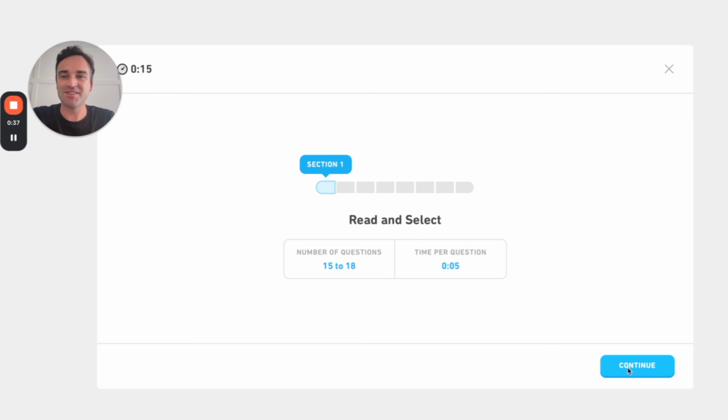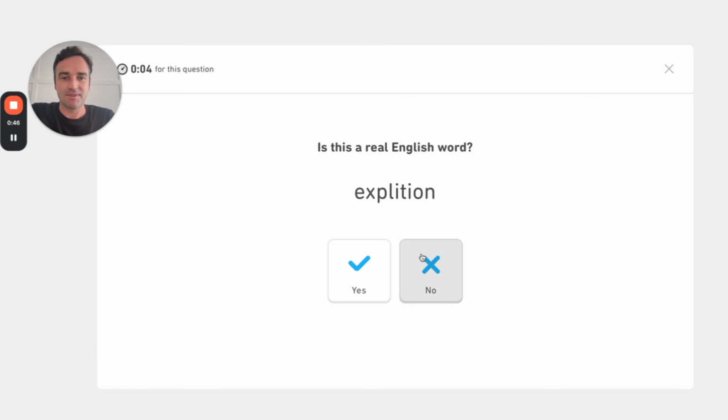So the first question type you'll see is called read and select. It's the one where you have to choose if a word is a real English word or not. Just like this. If it's not a real word, you click no. If it is a real word, you just click yes. Simple as that. But what is a real word?